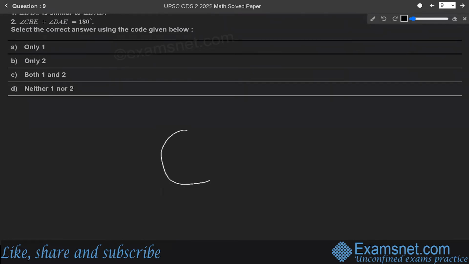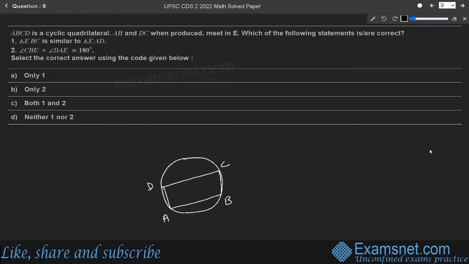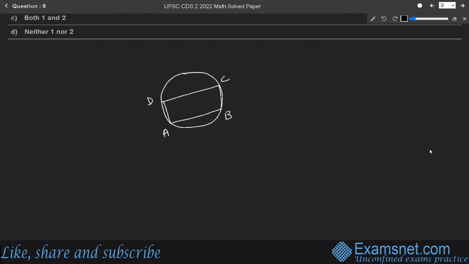Let this be the circle and let this be the quadrilateral inside a circle. It is given that ABCD is a cyclic quadrilateral. So first let us name it A, B, C and D. AB and DC when produced meet in E. AB and DC are produced, so they will meet in E. See, it is a straight line only. It is not a slant line.